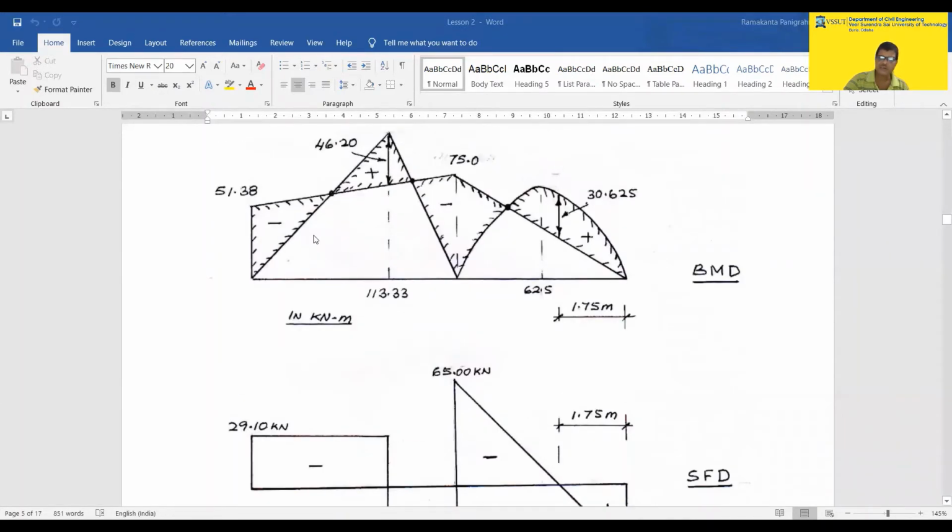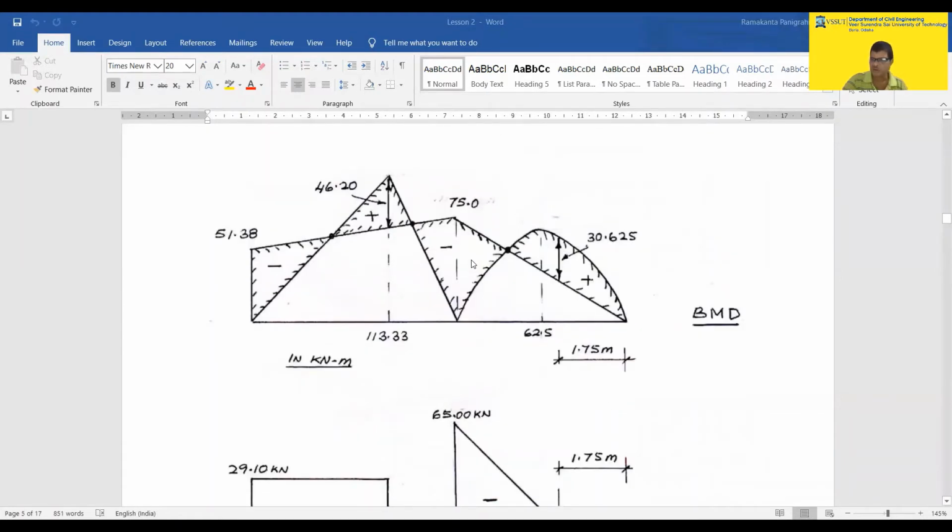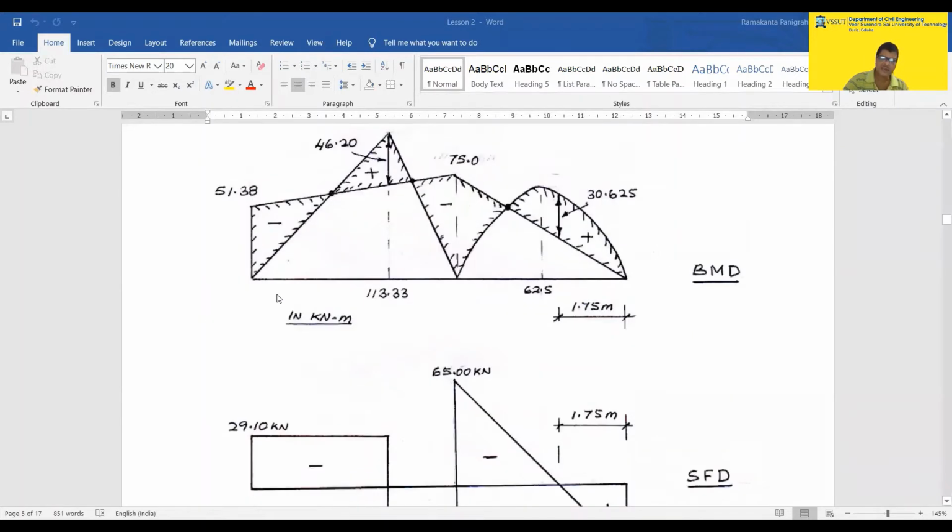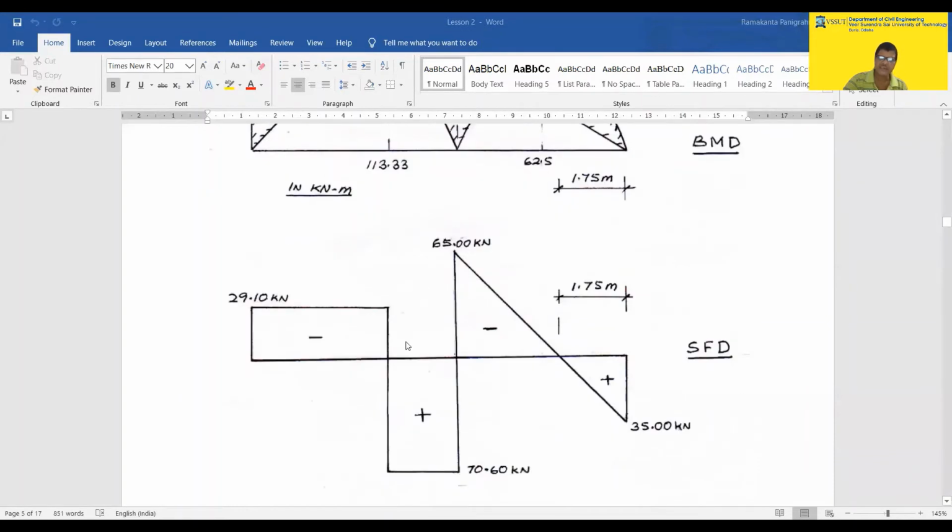Because these common portions will cancel on both sides, positive and negative, the remaining parts of the dotted line will remain as the bending moment diagram. You have already studied how to draw the shear force and bending moment diagrams, so we should not worry about that part. Now, if you calculate these values, we find this shear force diagram.